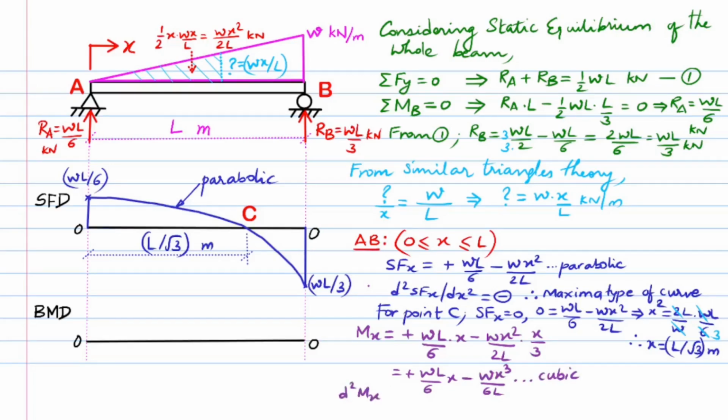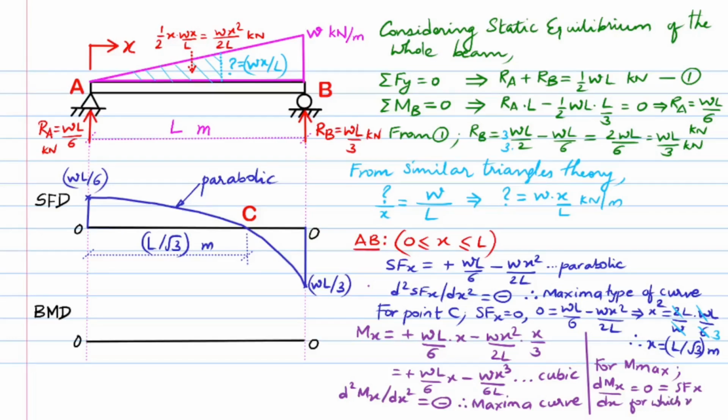Investigating the double derivative, we find that it is negative in sign, meaning that the curve joining the moment values at the ends of the beam is a maxima type. For getting the maximum value of the bending moment, we take the first derivative of the moment equation with respect to x and equate it to 0 as per the concept of finding maxima from the elementary calculus theory. We know that the first derivative of bending moment at x also equals the shear force at the section, which is equal to 0, for which x equals L over square root of 3 meters.